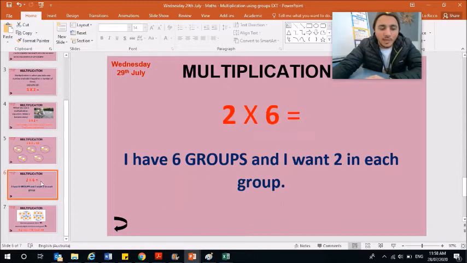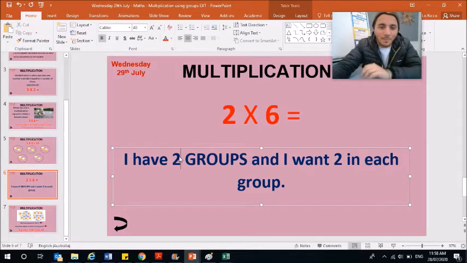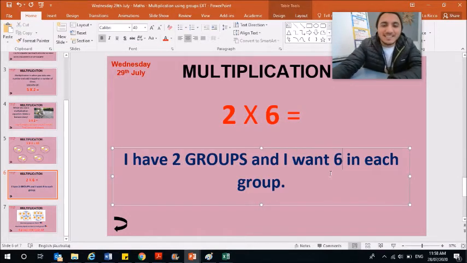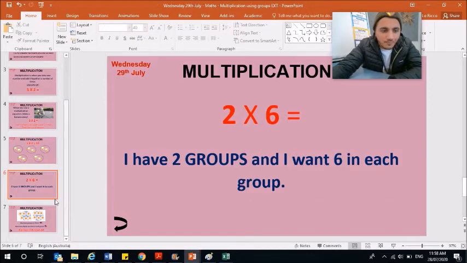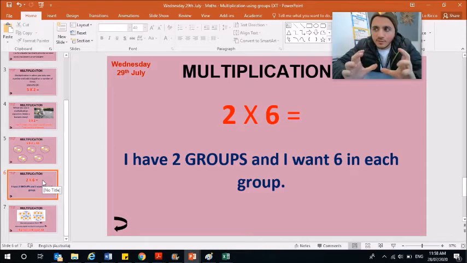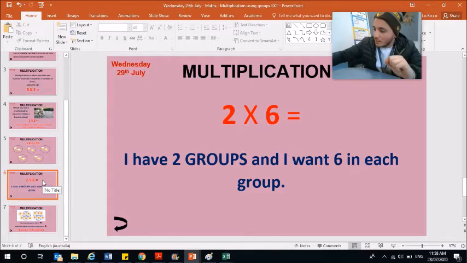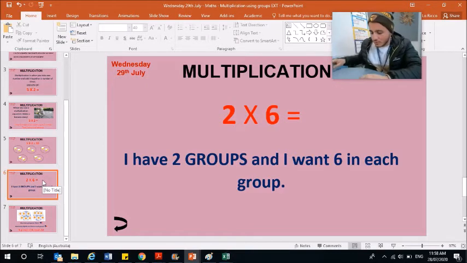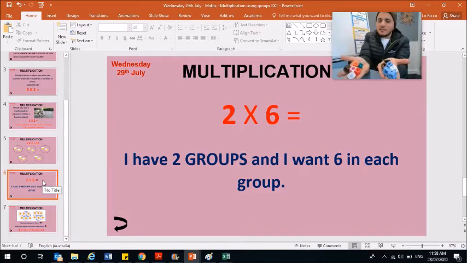Let's look at another one. What about 2 groups of 6? I have 6 groups, and I want 2 in each group. Oops, no. I have 2 groups, and I want 6 in each group. So what's that going to look like? Have a think about it. Visualize it in your head. You've got 2 groups and you've got 6 in each group. So I could use my blocks. 1, 2, 3, 4, 5, 6. 1, 2, 3, 4, 5, 6. Okay, 2 groups of 6. How many would be all together?